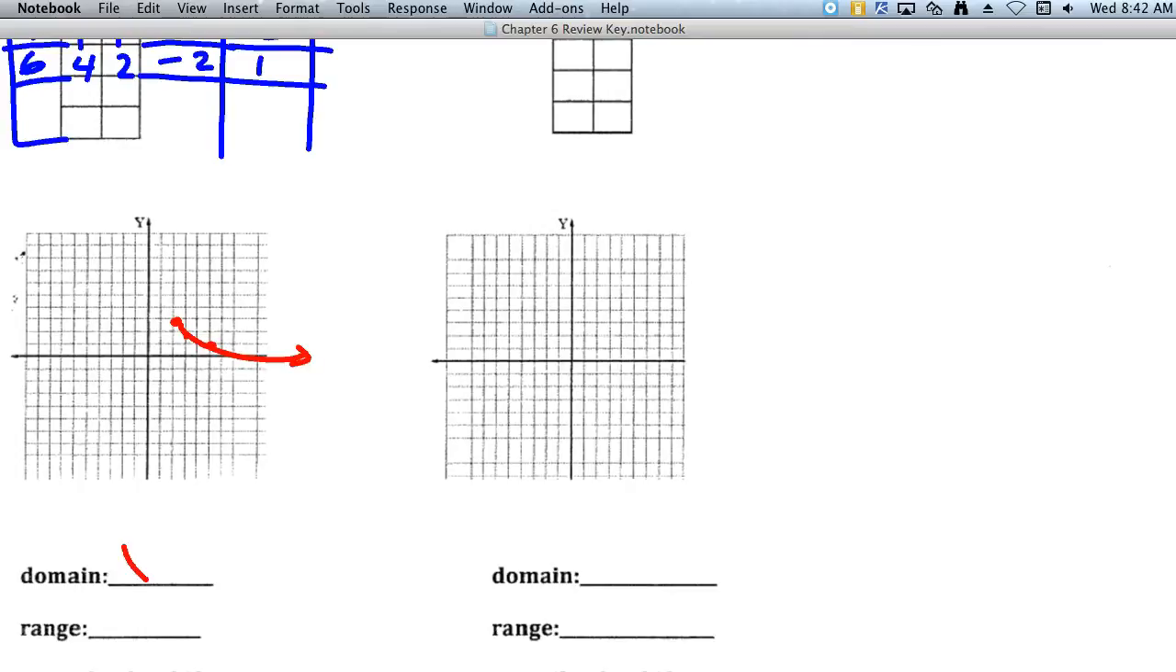Domain is x is greater than or equal to 2. That's the x coordinate of my starting point, (2, 3). So my range is y is, careful here, less than or equal to 3 because it's going down. Okay, so we use the (2, 3), our starting point, in the domain and range on these.